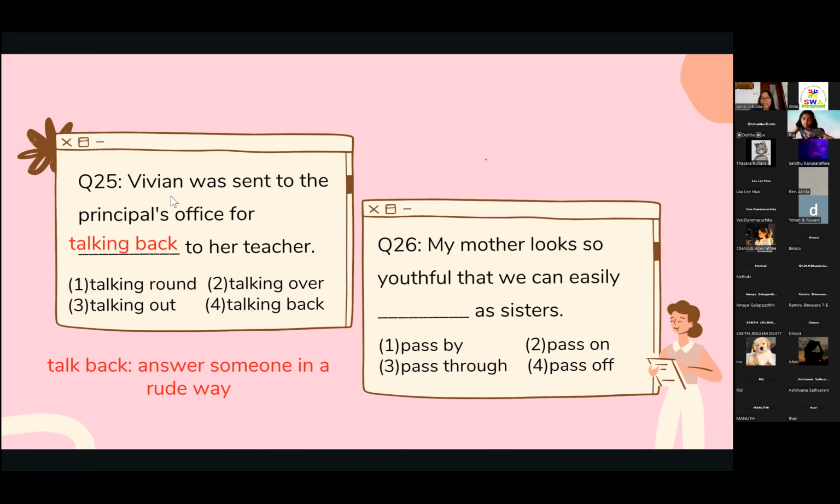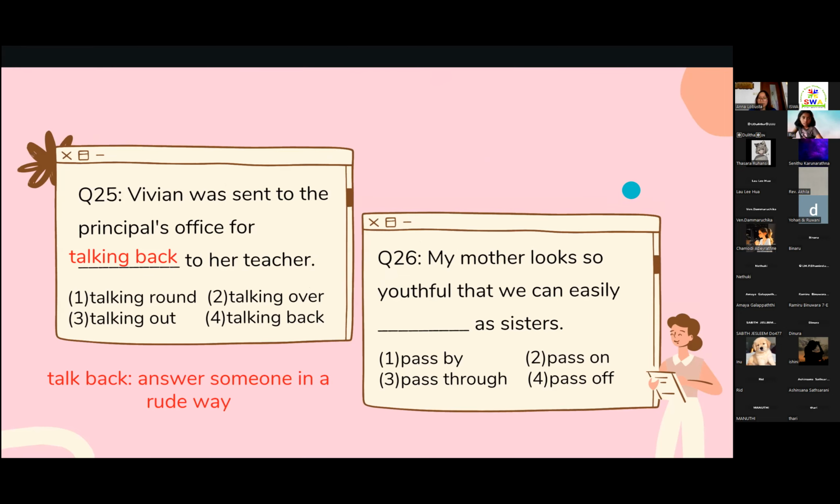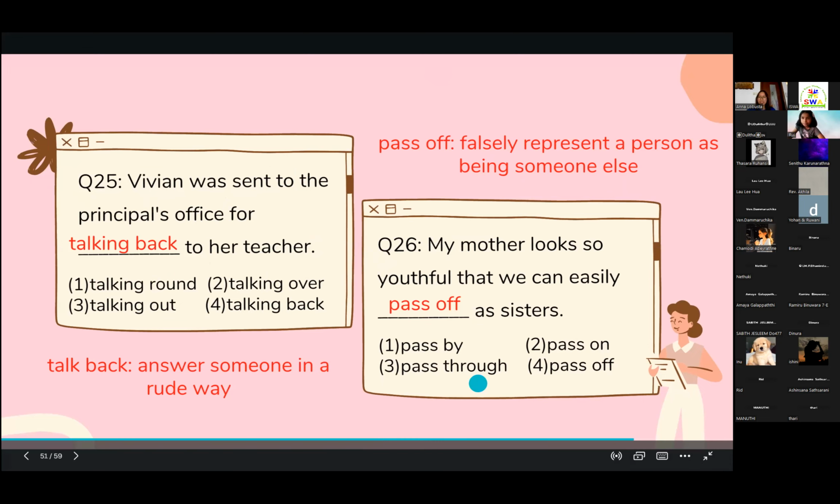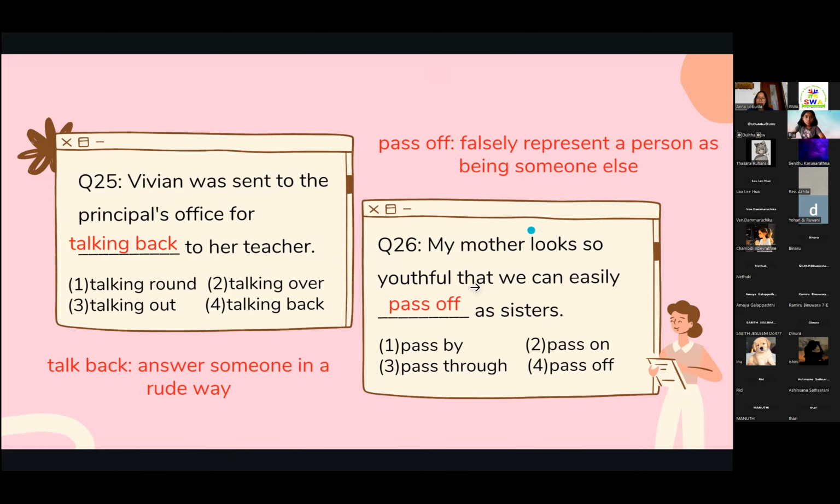Okay, in question 26, my mother looks so youthful that we can easily blank as sisters. So the correct answer for this would be pass off. Pass off means to falsely represent a person as being someone else. So to explain it in terms of this sentence, the mother is so young that she can pass off as her daughter's sister. So in this situation, you're falsely representing your mother as the sister instead. So yes, that's the meaning of pass off.